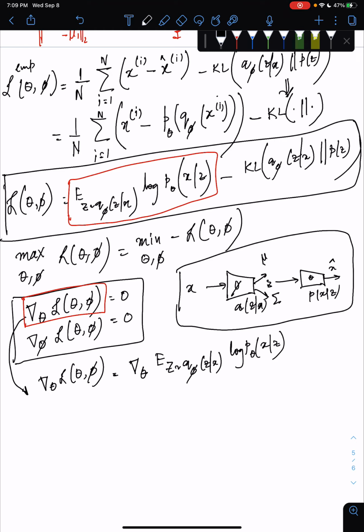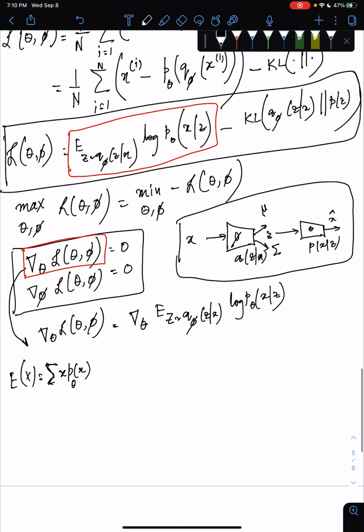In this particular term, this expectation is nothing but some summation, right? So if I say expectation of x, it is nothing but x p(x), right? So this is nothing but summation. Suppose this p of x, this probability distribution, is actually parameterized by theta, and I am taking a derivative of this guy.